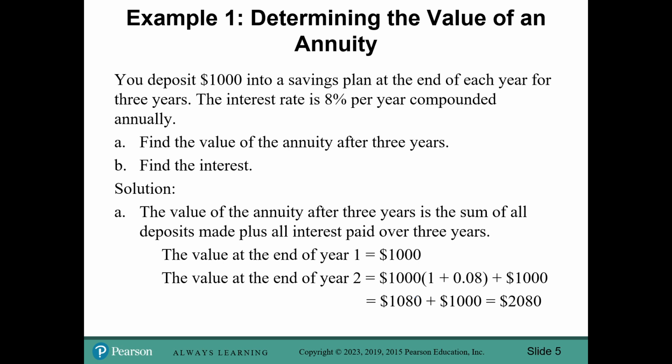$2,080. So we don't earn any interest in that first year. That's the first time that we put that $1,000 in the savings plan. But at the end of year 2, we earn 8% on that $1,000 that's been sitting in there for a year, and then we put another $1,000 in there at the end of year 2 to compound to be $2,080 at the end of year 2.